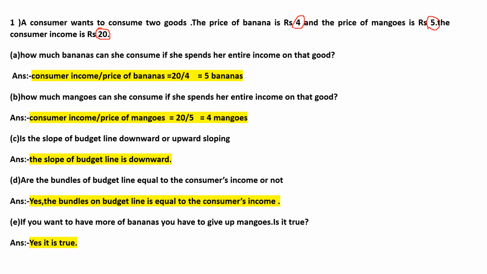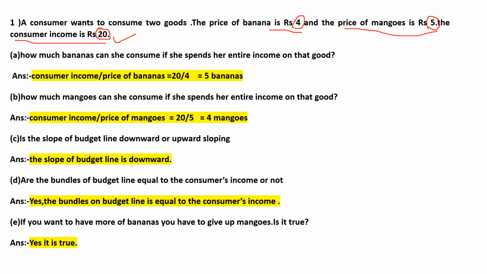So the first question is, how many bananas can she consume if she spends her entire income on that good? If we use the entire consumer income of 20 rupees to purchase bananas, how many bananas can we buy? So first you have to write the given: price of banana is rupees 4, price of mangoes is rupees 5, consumer income is rupees 20. Then start the answer.